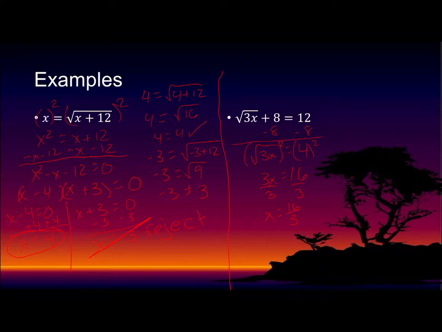And so now I'm going to check my answer here. So we have radical of 3 times 16 over 3 plus 8 equal to 12. When I multiply 3 times 16 over 3, I get 16. And radical 16 is 4. And 4 plus 8 is equal to 12. So 16 thirds does become a viable answer for that radical equation.